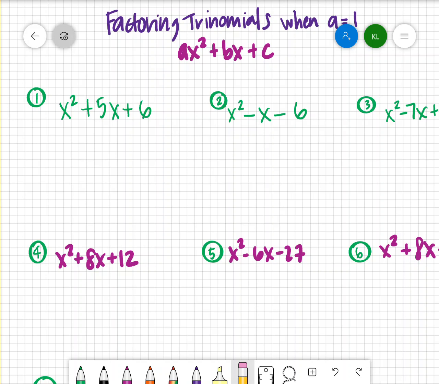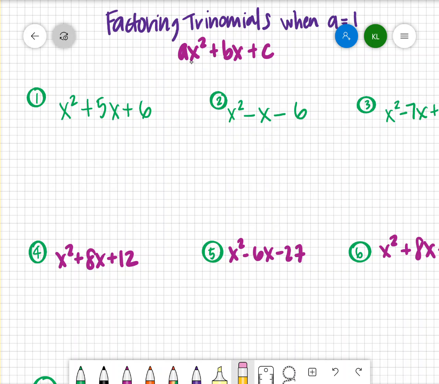Hey guys, today we are going to talk about factoring trinomials when your a value is equal to 1. So a trinomial is a polynomial with 3 terms. Trinomials written in standard form are ax squared plus bx plus c. So this basically means that we have a second degree polynomial, okay?